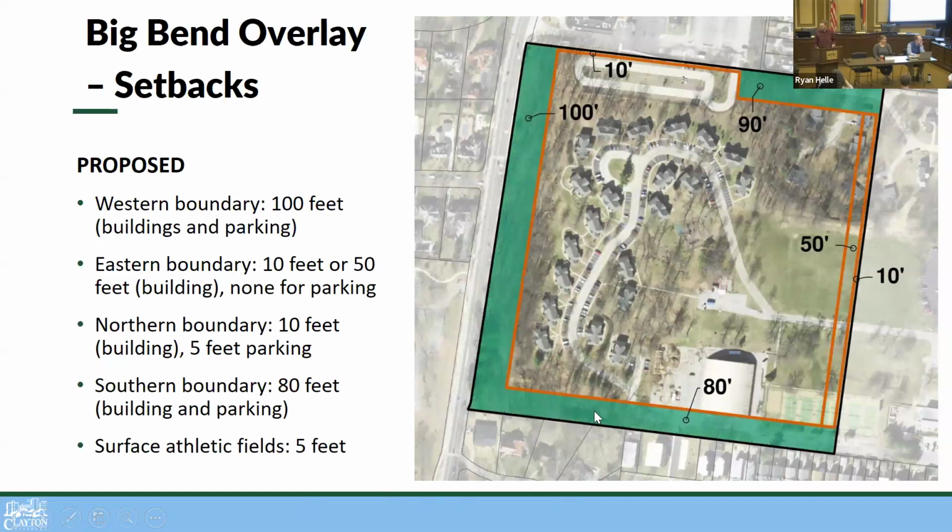The proposed setbacks, again, 80 feet. It matches the transition zone along that Tuscany border on the south. And here's that gymnasium building, so you can see where that alignment actually came from there.